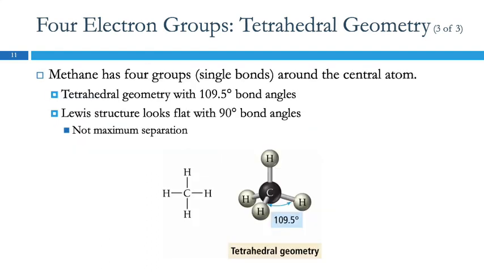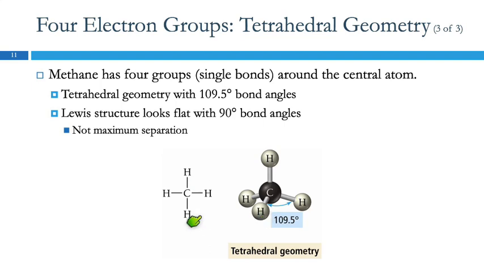So here is methane. This carbon in the middle, and we have 4 single bonds. We have 4 electron groups. How do 4 balloons get away from each other? They make a tetrahedron. So this is going to make a tetrahedron. And because these are all single bonds to hydrogen, it's going to have all the same angle, 109.5.